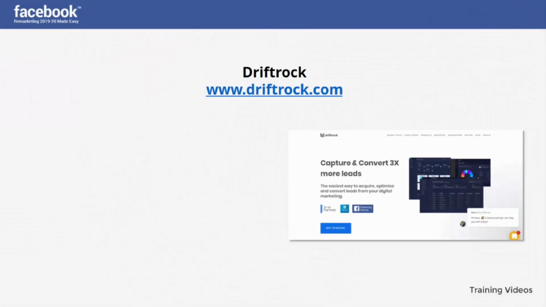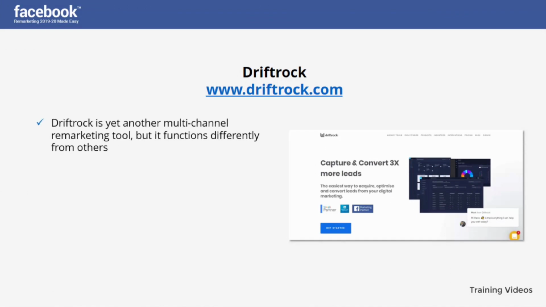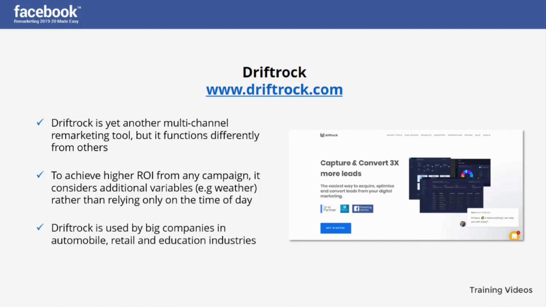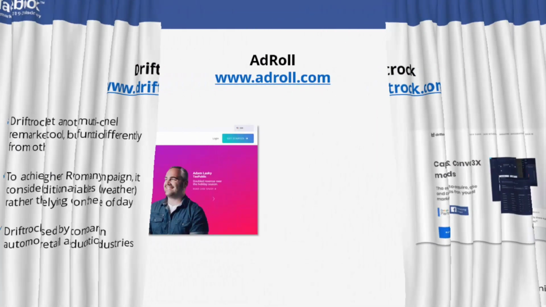DriftRock. www.driftrock.com. DriftRock is yet another multi-channel remarketing tool, but it functions differently from others. It conducts Facebook marketing in 4 steps: create, automate, trigger, and lead response. To achieve higher ROI from any campaign, it considers additional variables, e.g. weather, rather than relying only on the time of day. DriftRock is used by big companies in automobile, retail, and education industries. It offers you a price based on channels you wish to cover and the features you want to have.